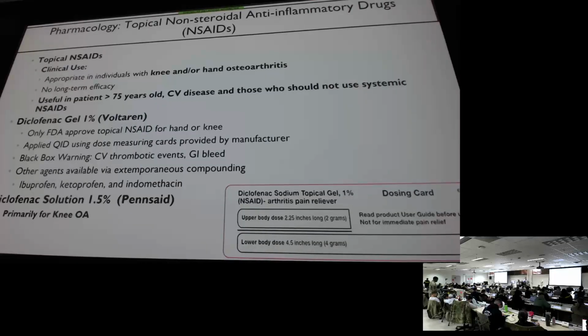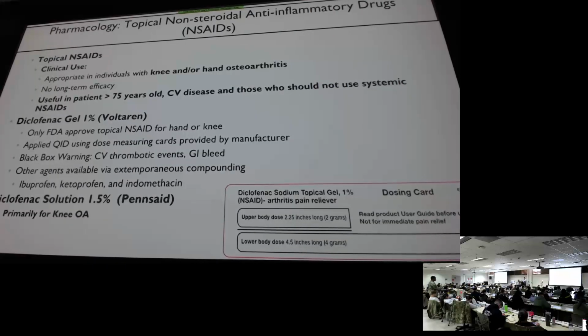But first line for the topicals, you'll usually see it, diclofenac gel, not the solution. So the Voltaren. Applied 4 times a day. I'm not going to test you on the dosage, but it's applied 4 times a day, and on the bottom right, you'll see that little card that comes with it basically is showing you how much to use, right? So you don't use too much of the NSAID.